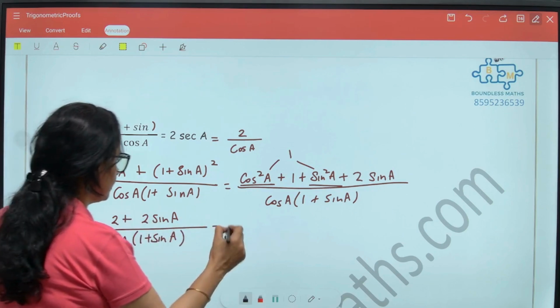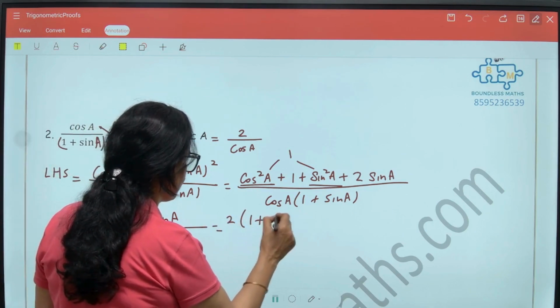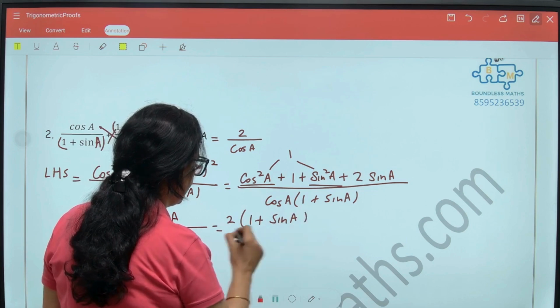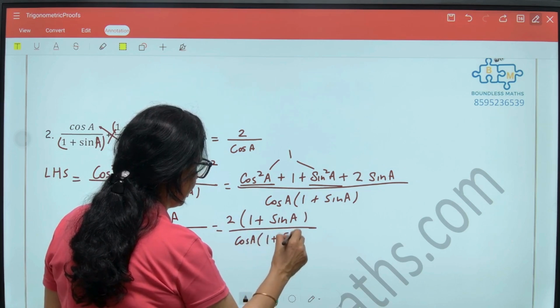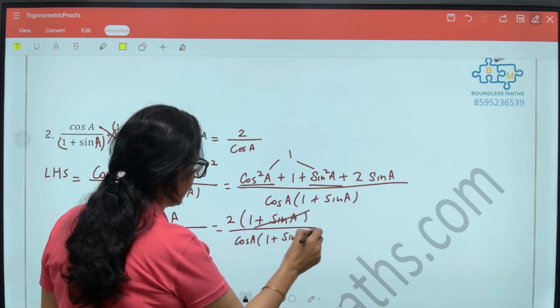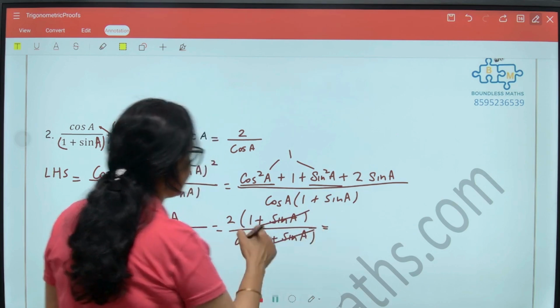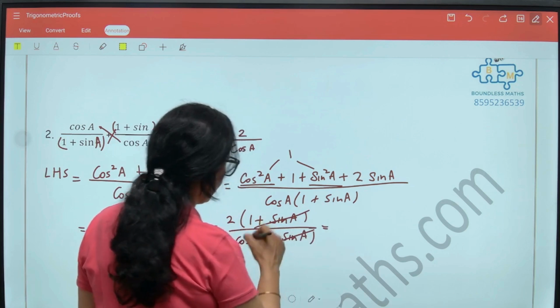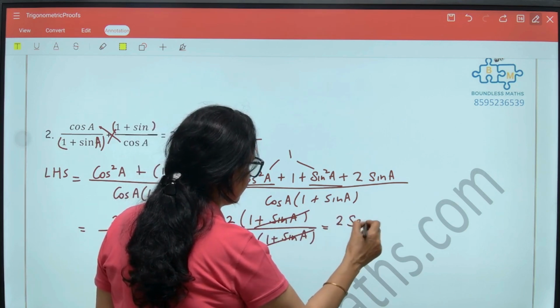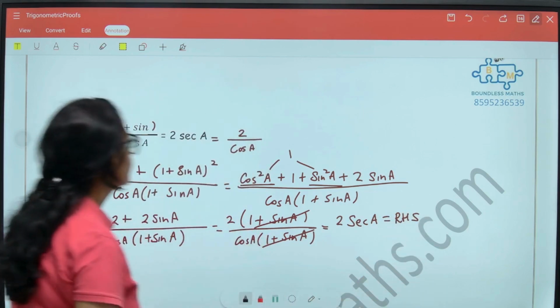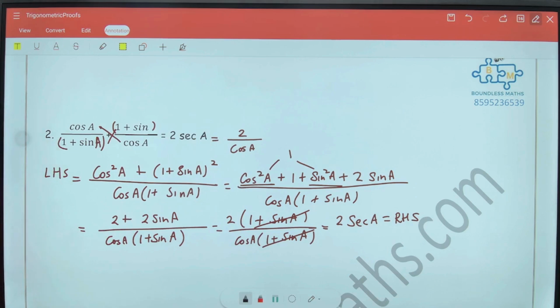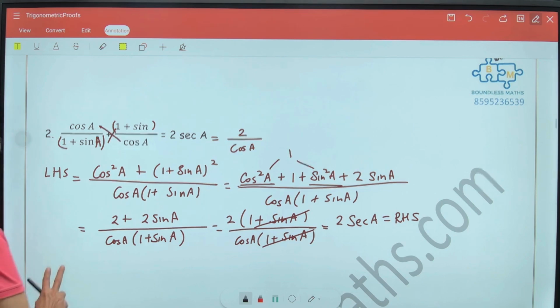From the numerator, take 2 common out, it becomes 1 plus sin A upon cos A into 1 plus sin A. Now this bracket 1 plus sin A gets cancelled. So this is what I have on the right side, 2 upon cos A, and cos A can be written as sec A, and this is the right hand side of my question, right? Easy. So convert everything to sine and cos, and if it is already in sine and cos, just simplify and you will reach your right hand side.